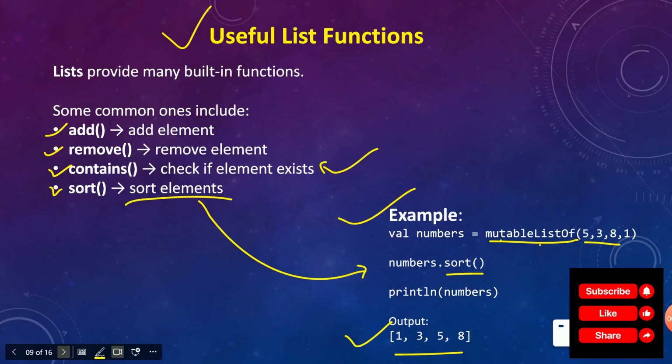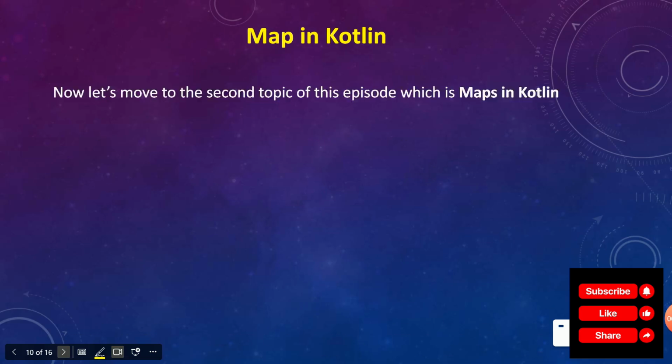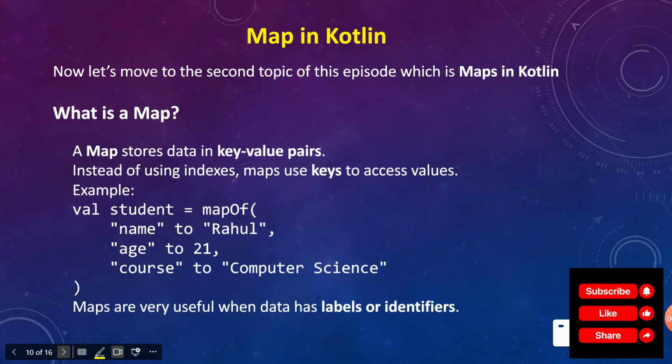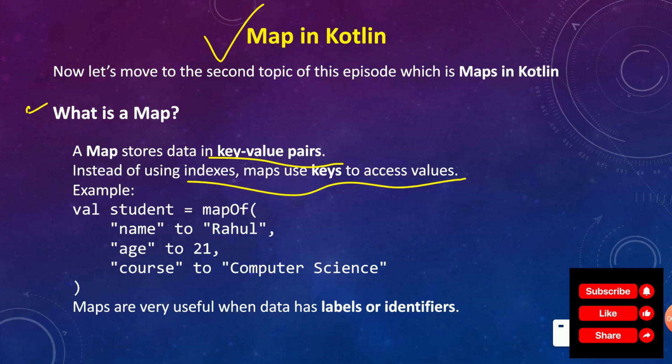So next is map. Let's now move to the second topic, which is map in Kotlin, right? So what is a map? A map stores data in key and value pairs. You can compare it with JSON. It stores data in key and value format, so the map stores keys and values. Instead of using indices, we use the keys to access the values.